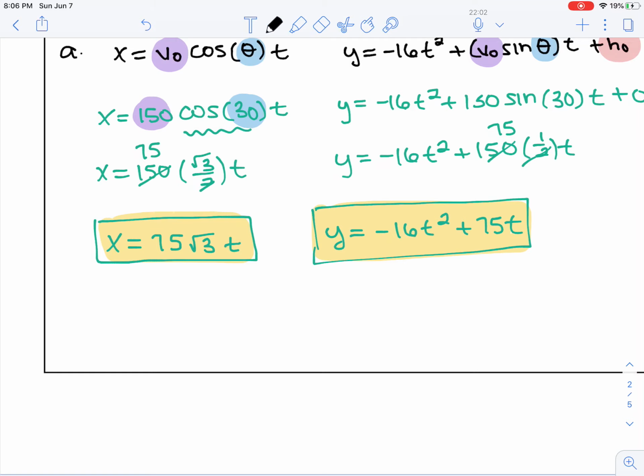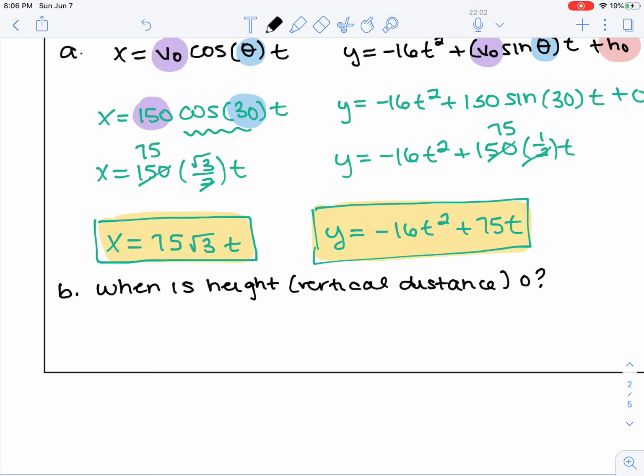So we're going to use the height equation. What part B is asking us is when is the height, or our vertical distance, zero. Okay, so I want to know when is negative 16 t squared plus 75 t equal to 0.